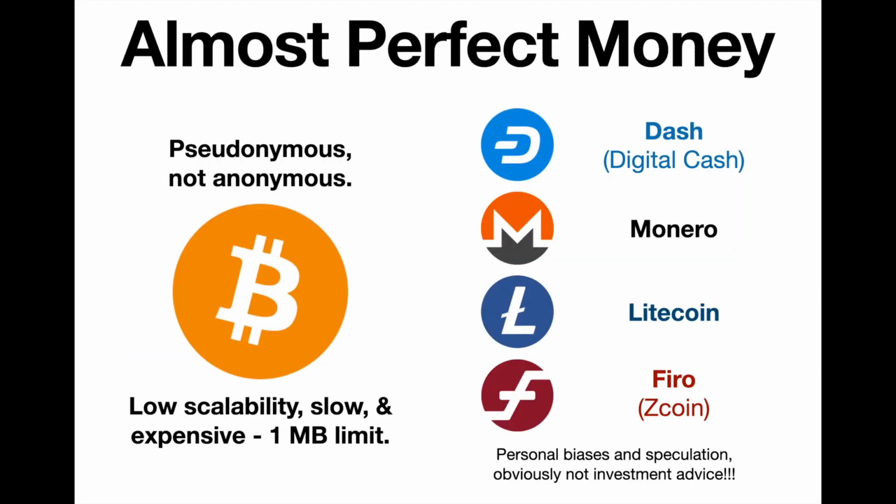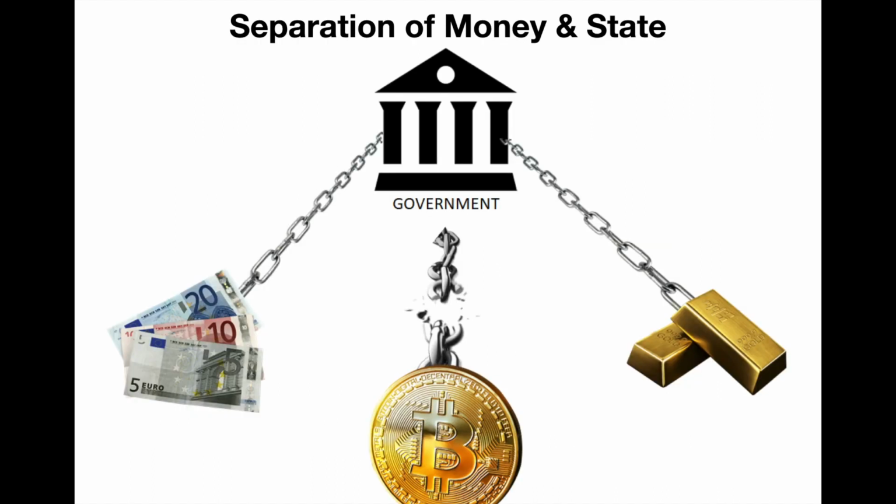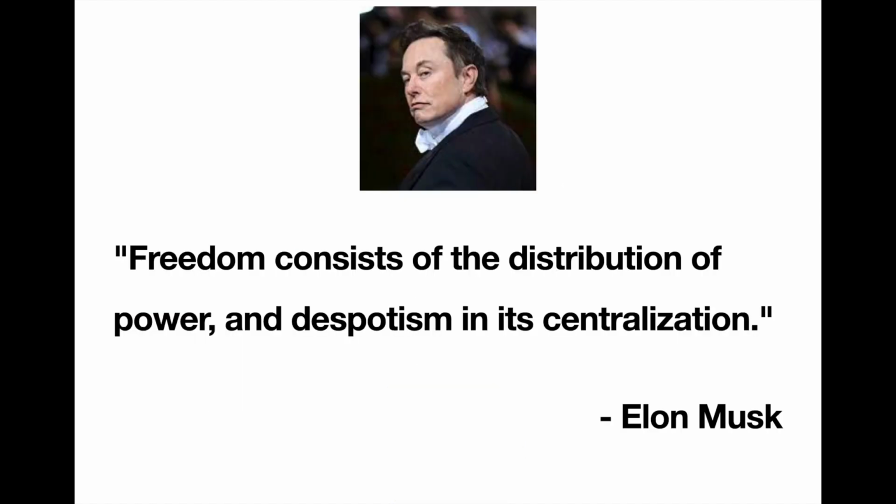But the more optimistic view is that the attack on Bitcoin spawned a number of other coins with vastly superior privacy and scalability attributes. For example, Digital Cash Dash has instant transactions and may be anonymized, and Monero is fully anonymous. Whatever may happen to the value and use case for Bitcoin, it is safe to say that Bitcoin helped to initiate the beginning of a great new era, the era of separation of money and state. Here's a quote from Elon: "Freedom consists of the distribution of power and despotism in its centralization."